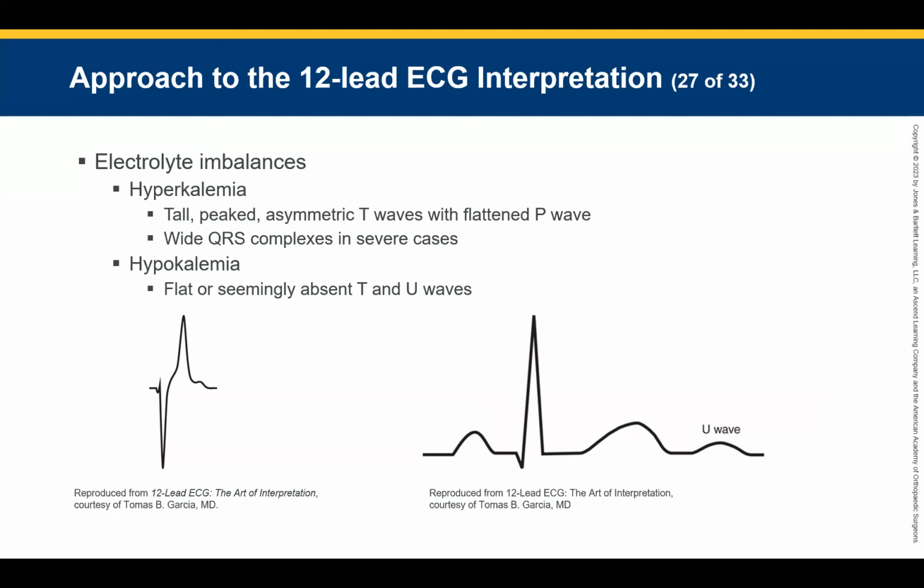Hyperkalemia, we get these massively tall peaked T waves. It hits the STEMI mimic list because we see these tall peaked T waves in multiple leads, and it can look like elevation, but you see these pointed mountaintop peaked T waves. Typically, it's hyperkalemia. Too much potassium. Hypokalemia, we just get flat T waves.